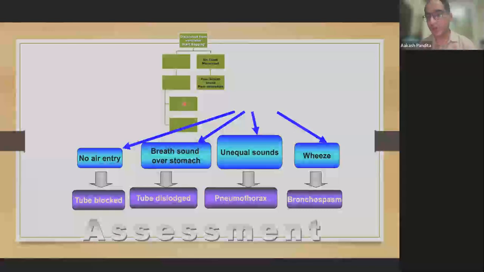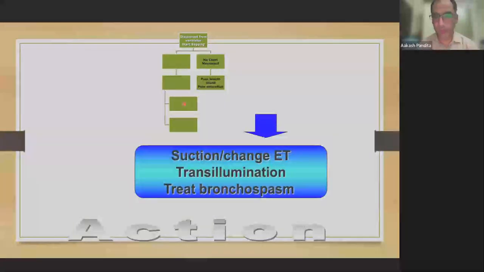If there are unequal sounds or the chest looks hyperinflated on one side, then the most probable cause can be a pneumothorax or a pleural effusion. And if there's a wheeze associated, especially in babies who are chronically ventilated, it may be because of bronchospasm secondary to BPD or to secretions. So based on the cause, we should do thorough suctioning, or if it is a complete block because of pulmonary hemorrhage or thick copious secretions, we should change the ET tube.